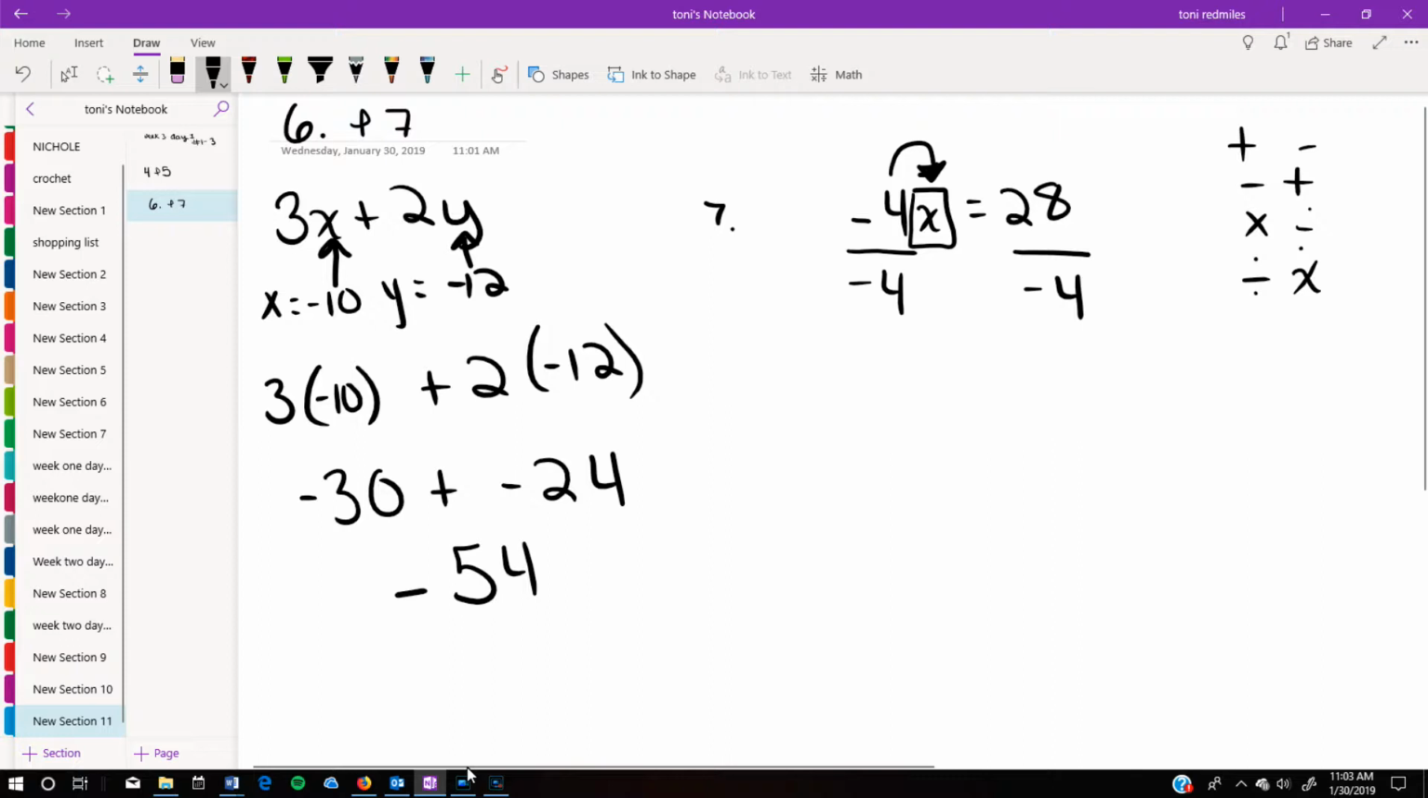All right. So over here I'm going to get the desired one that I need. So I drop down my x. And over here 4 can go into 28 7 times. I have a positive and a negative number, so my answer is negative.